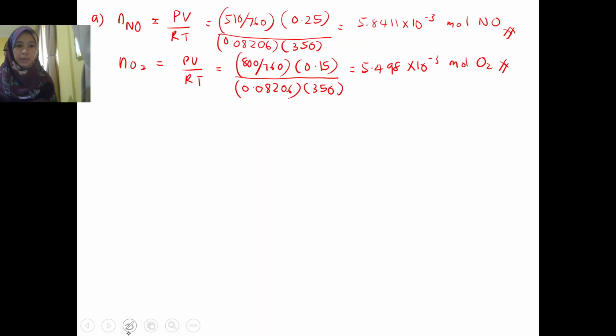Okay, then question B, determine remaining partial pressure. Okay, before we determine which one is extra, we need to determine which one is the limiting reactant. So the first step, determine limiting reactant.